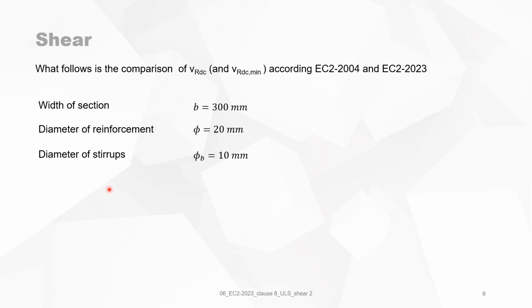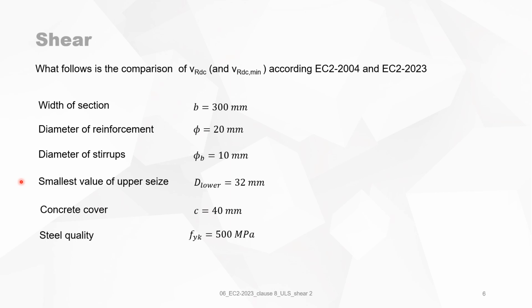We take a width of section of 300 millimeters. The diameter of reinforcement is 20 millimeters. The diameter of stirrups, 10 millimeters. The smallest value of the upper size, d lower equals d max, is 32 millimeters. The concrete cover will be 40 millimeters, and the steel quality, the value Fyk will be 500 megapascal.